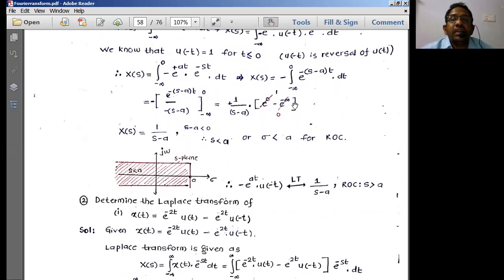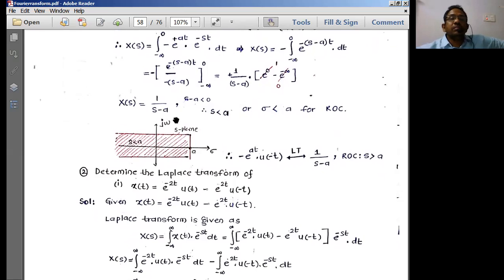So just simply apply integration to this: minus of e to the power minus of (s minus a)t, divided by minus of (s minus a), over the limits minus infinity to 0. So we apply limit 0, e power 0 is 1, and at minus infinity this part is gone really. So I'll be having the value as e power 0 is 1. This value is going to be minus into minus, plus. So I'll be having 1 by s minus a. So X of s is equal to 1 by s minus a.